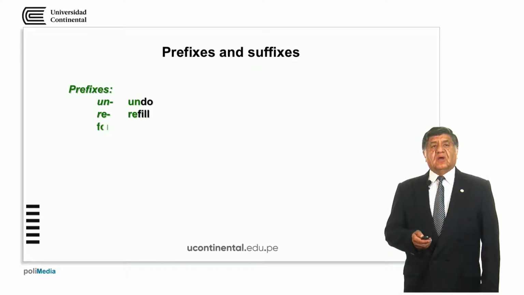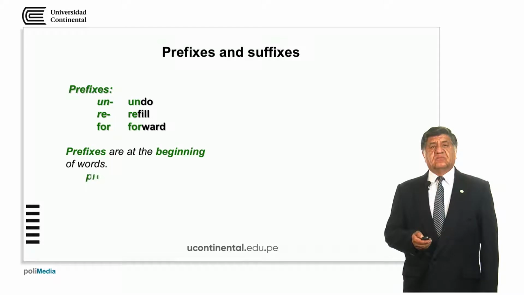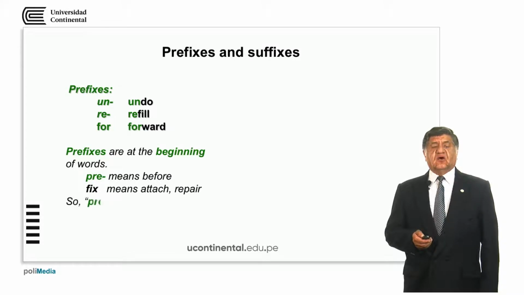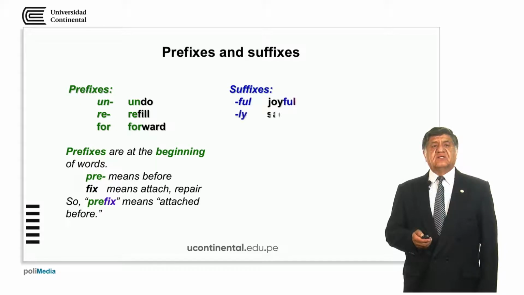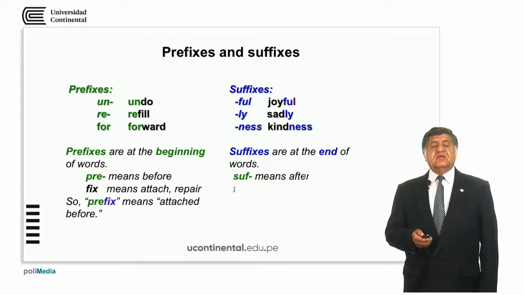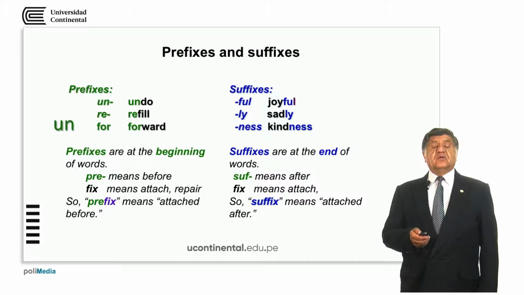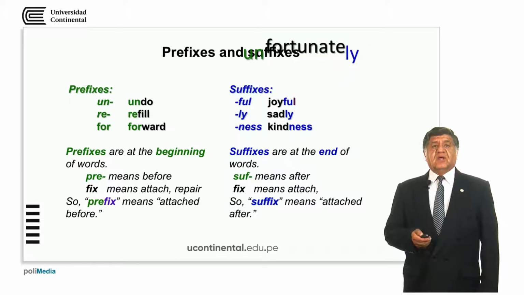Okay, we have prefixes that come before and suffixes that go after. Let's see some prefixes. Un is the negation, re is to do it again, and fore is something that goes to the front or to the future. Okay, prefixes are at the beginning of the words, and as we said, pre means before, fix is attach, repair. Okay, so prefix means attached to something before it. Okay, we have fortunate, unfortunate, unfortunately.